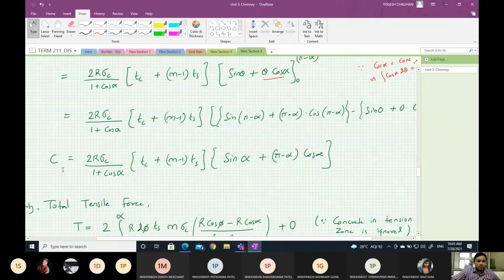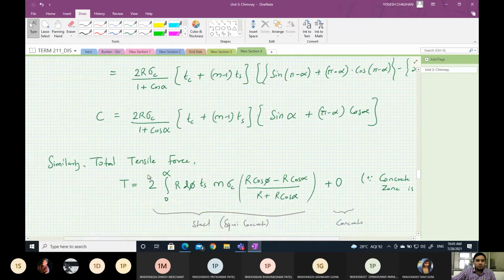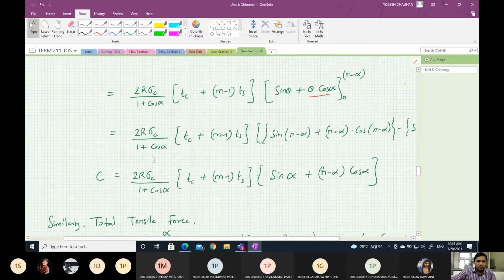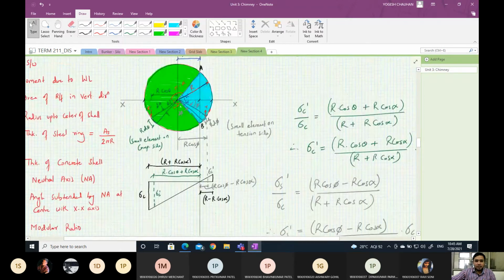So finally you will get the compressive force as 2r sigma c by 1 plus cos alpha times tc plus m minus 1 times ts, whole multiplied by sin alpha plus pi minus alpha cos alpha. Then similarly, we have to find the tensile force. For this tensile force, we consider the small element on the right side, that is on the tension side. So we integrate the tensile force due to this small element r d theta over the length 0 to alpha, because this is alpha.